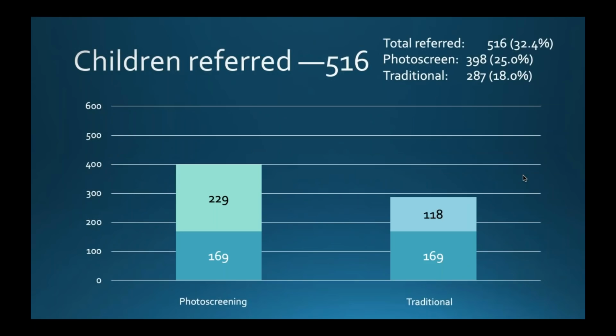Looking a little bit more in depth at the children that were referred, I did note that the traditional screen referred 18% and the photo screener referred 25%, but there was some overlap. There were 169 children who were referred by both methods, an additional 229 students that were referred by the photo screening method, and an additional 118 that were referred by the traditional screen only. So these 229 were not referred by the traditional method. These 118 were not referred by the photo screening method.